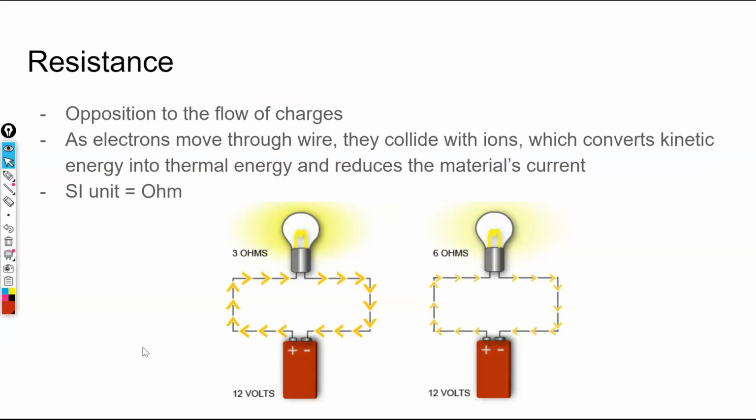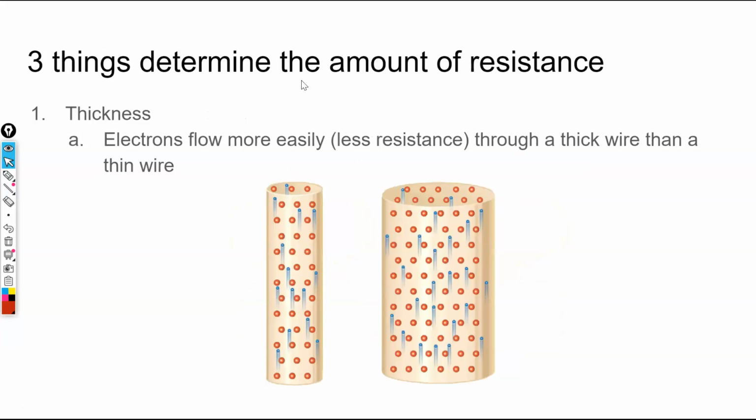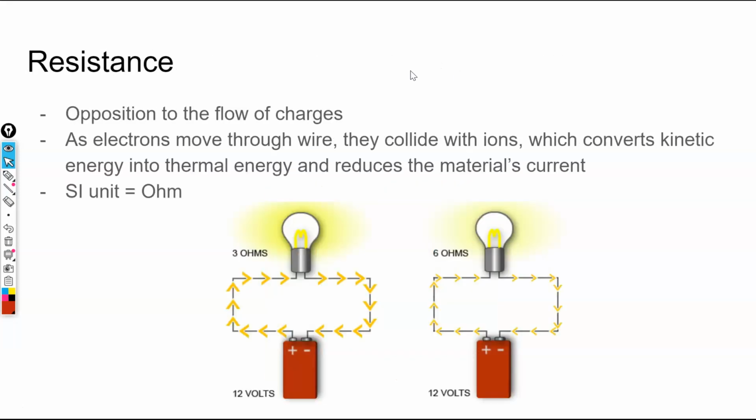But when we talk about current, we can also talk about resistance, which is the opposition to the flow of charges. What I mean by that is, as electrons move through a wire, they collide with different ions in there. When they collide with those ions, it converts kinetic energy into thermal energy and thus reduces the actual material's current. So if electrons collide with things, it will reduce the current and thus create resistance. We measure this in ohms.